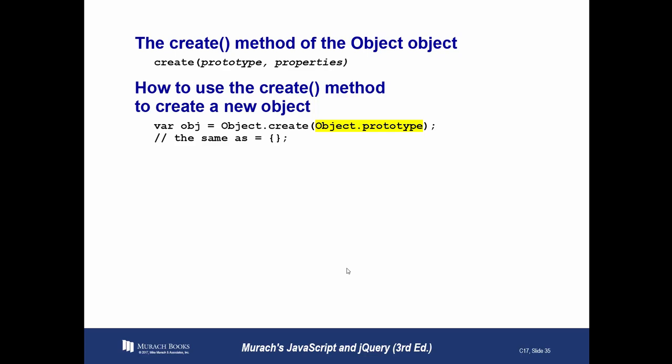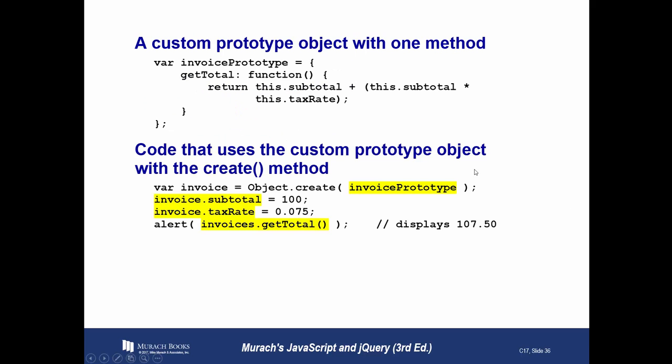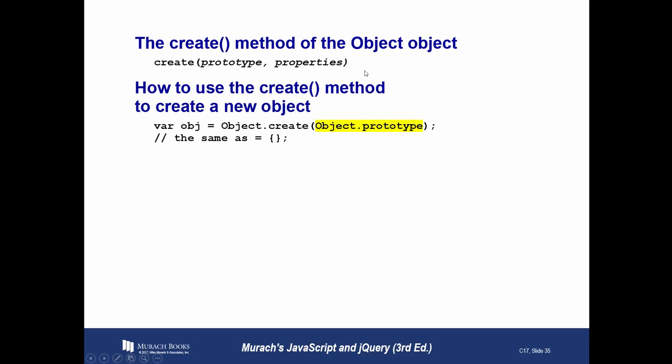So to address this, a few years ago when ECMAScript version 5 came out, they added a new create method to the Object type. The table at the top of page 519 shows the syntax of the create method. The first parameter is the prototype object that you want to use for the new object. The second parameter is an optional object that describes the properties that the new object should have.